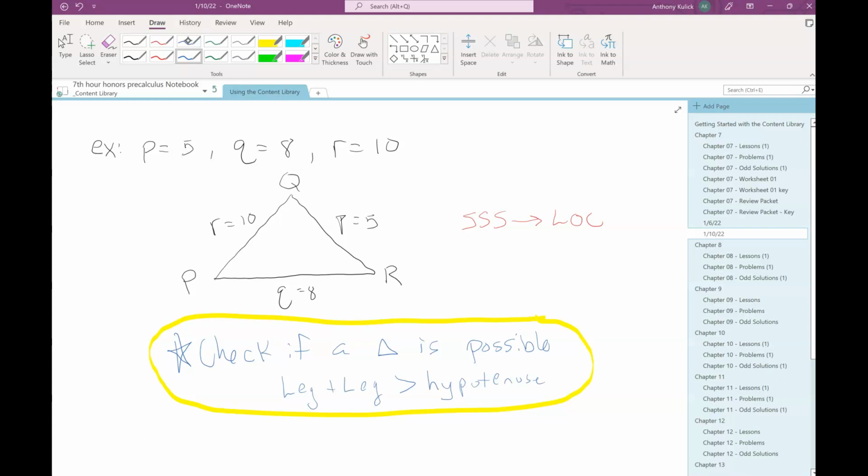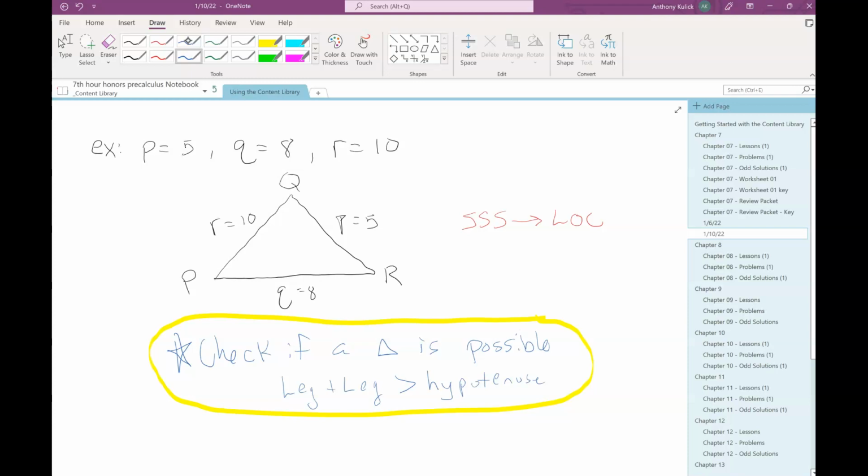It's the biggest one. You know, every year somebody asks me that, and every year I reply, and they always go, oh, yeah, of course. So I'll say it now anyways. So obviously 5 plus 8 is greater than 10. So we're good in this case.